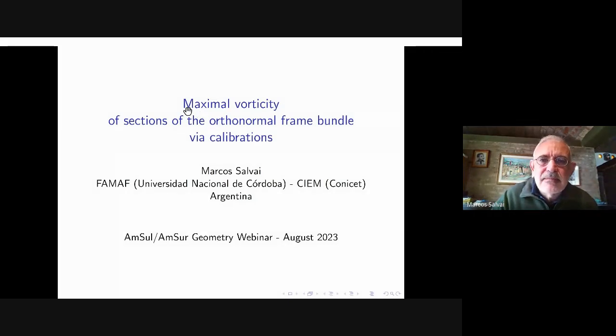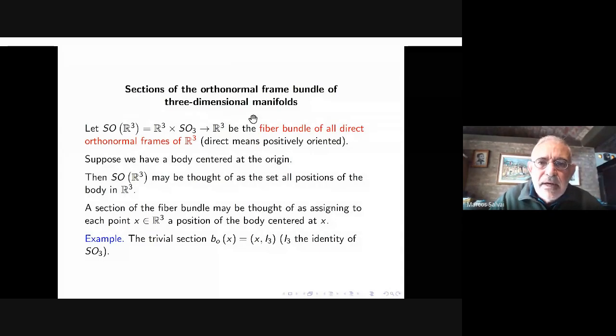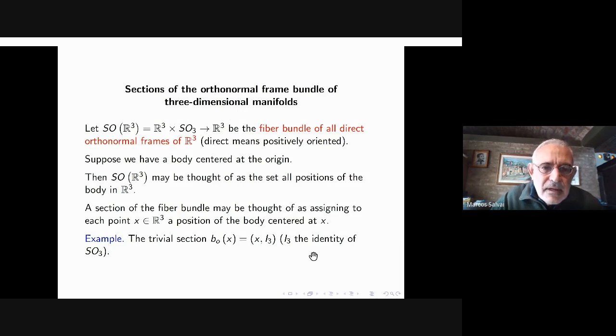I will talk about this maximal vorticity of sections of the orthonormal frame bundle via calibrations. Sections of the orthonormal frame bundle always will be three-dimensional manifolds. Let SO(R3) be the fiber bundle of all direct orthonormal frames of R3. Direct means positively oriented. Suppose we have a body centered at the origin, as I said before, then SO(3) may be thought of as the set of all positions of the body in R3.